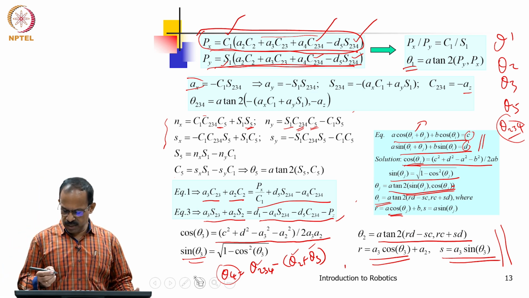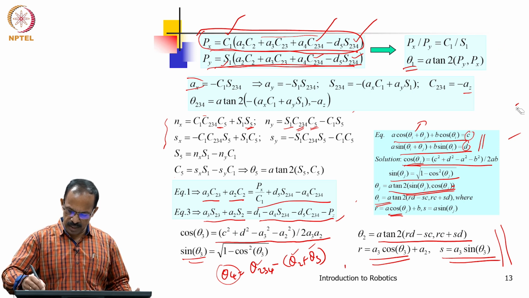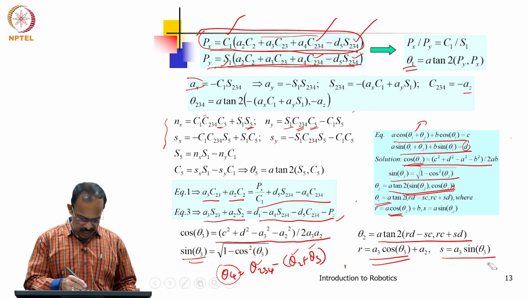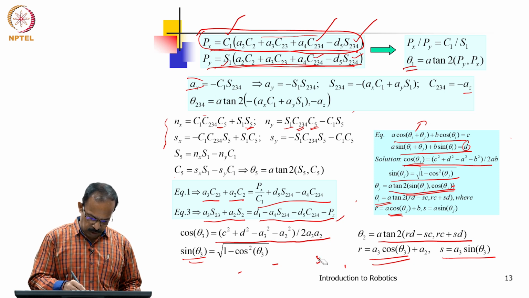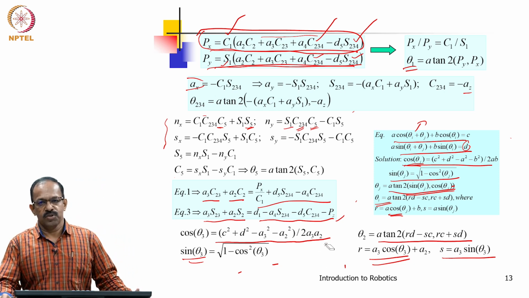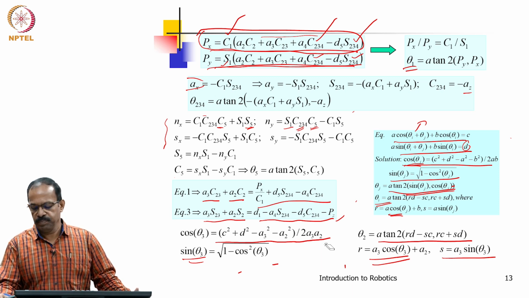So, as you can see, it is not a standard formulation for any particular manipulator. You have to look at the forward equations of the M matrix and then see what is the best way to solve the equations. All right, I hope you understood the principle of how we actually solve the inverse kinematics problem.